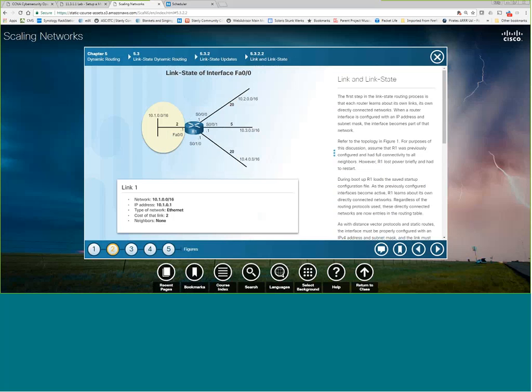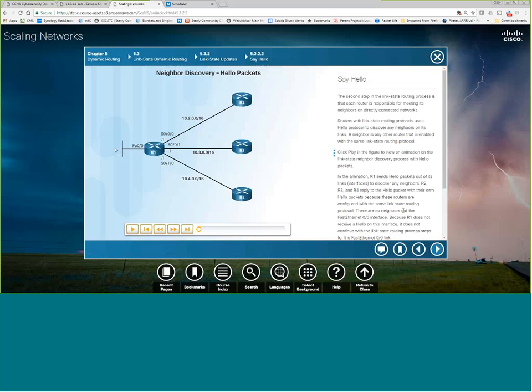So here you can see, first thing R1 does is look at all of its different links. It's got this link, a link here, a link here, and a link here. It's then going to take that information and find out who its neighbors are by sending out hello packets. We're going to learn about a thing called passive interfaces, so we're not sending out hello packets on an interface that doesn't have a neighbor on it.